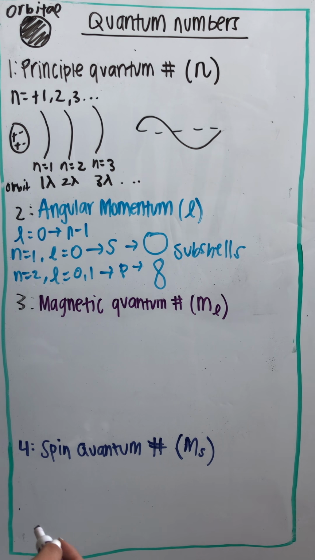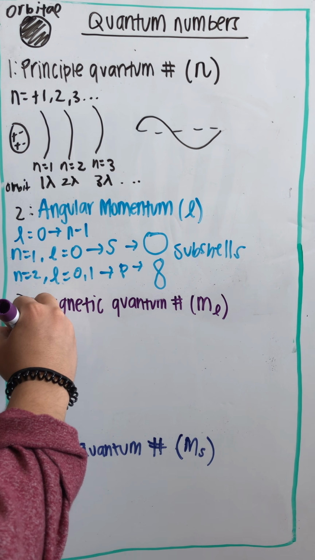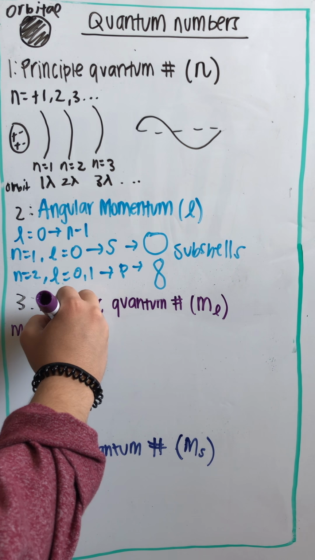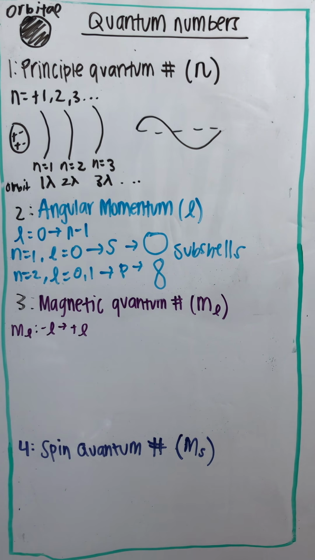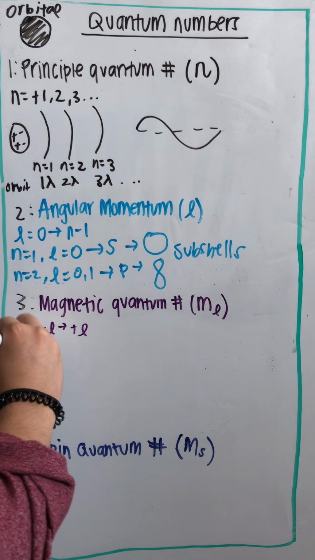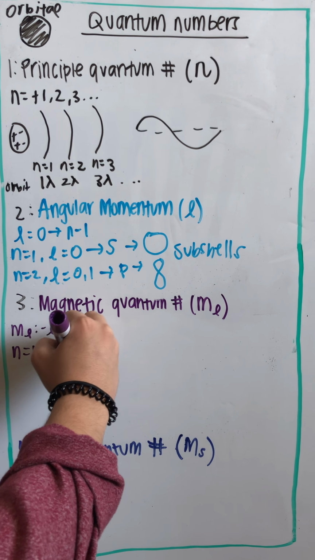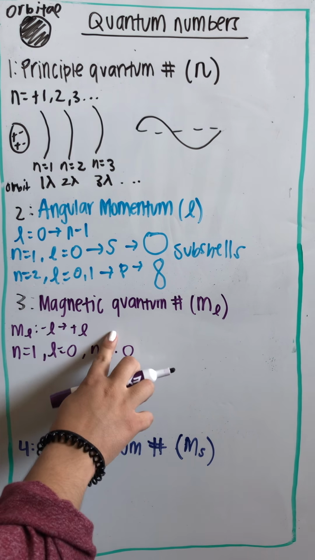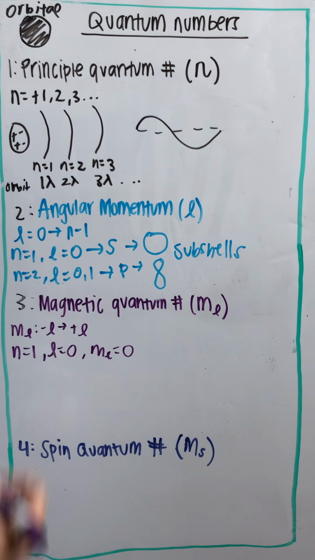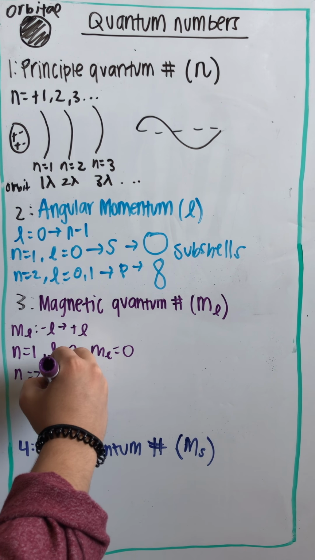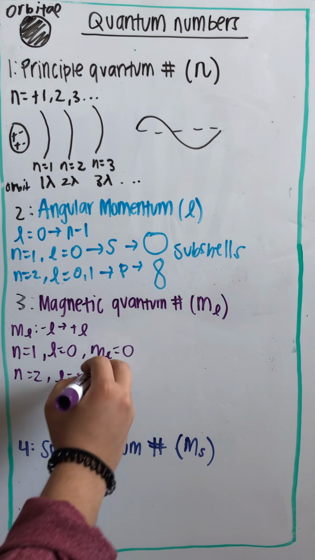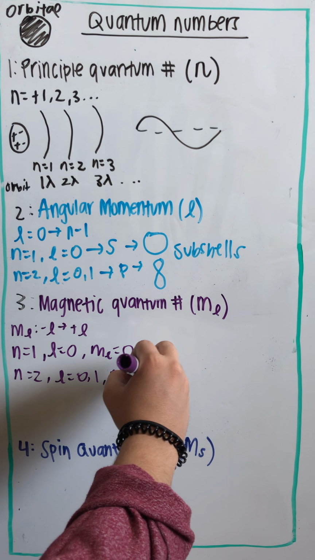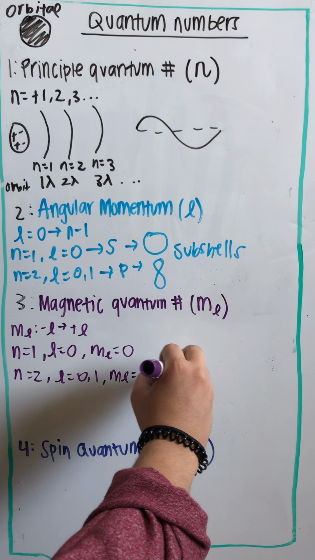So the values for m sub L depend on the values of L. Possible m sub L values range from negative L to positive L. So when n equals 1, we know that L is going to equal 0, and so the only possible value for m sub L is 0. I'm going to use the same notation. So when n equals 2, we know that L is equal to 0 and 1, and so possible m sub L values include -1, 0, and +1.